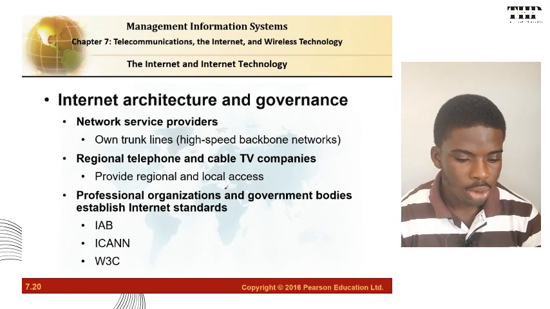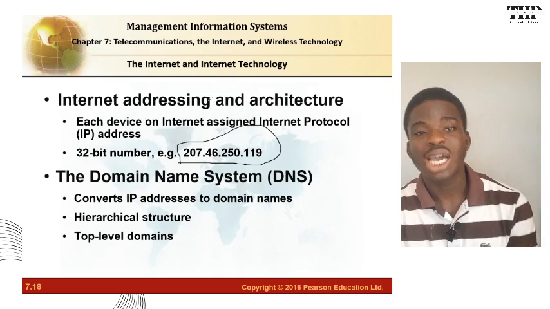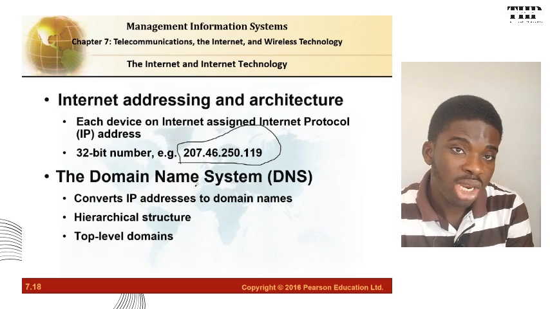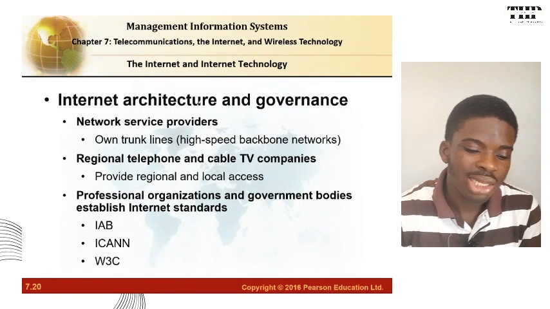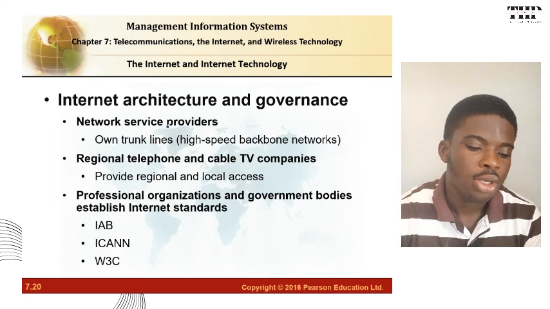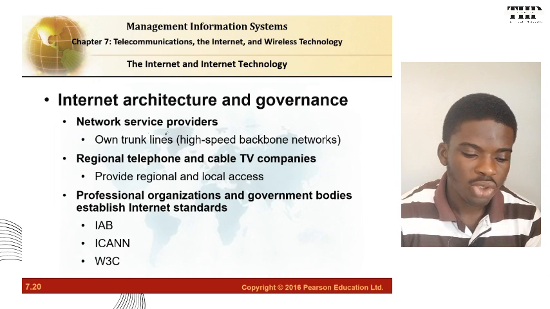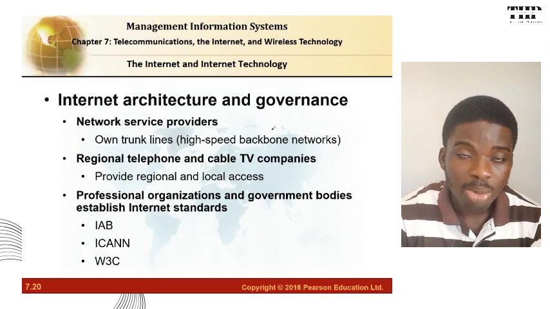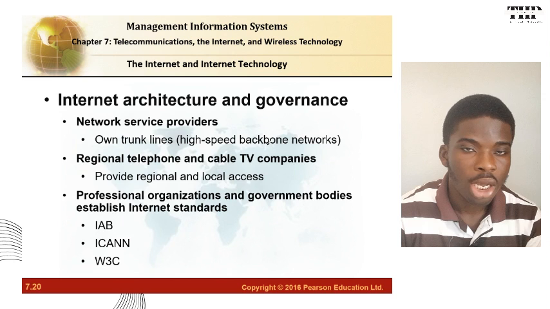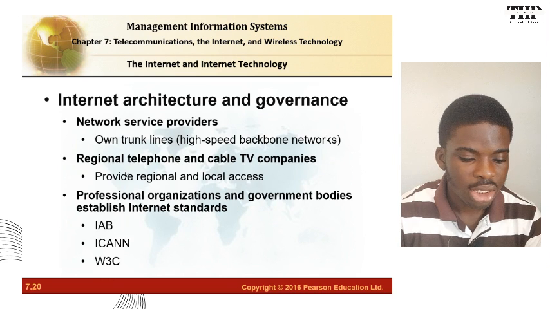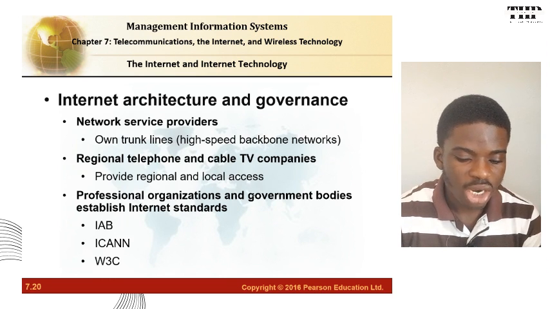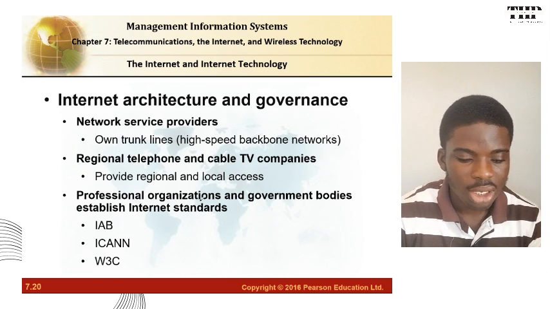Oh, this one was about internet addressing and architecture. So this spoke mainly about the addressing. So you are talking about internet architecture and governance, right? Network service providers own trunk lines, high-speed backbone networks. Then there are regional telephone and cable TV companies. They provide regional and local access. Then there are the professional organizations and government bodies which establish the internet standards, right? So this is speaking to the governance of the internet and how it's provided, right?